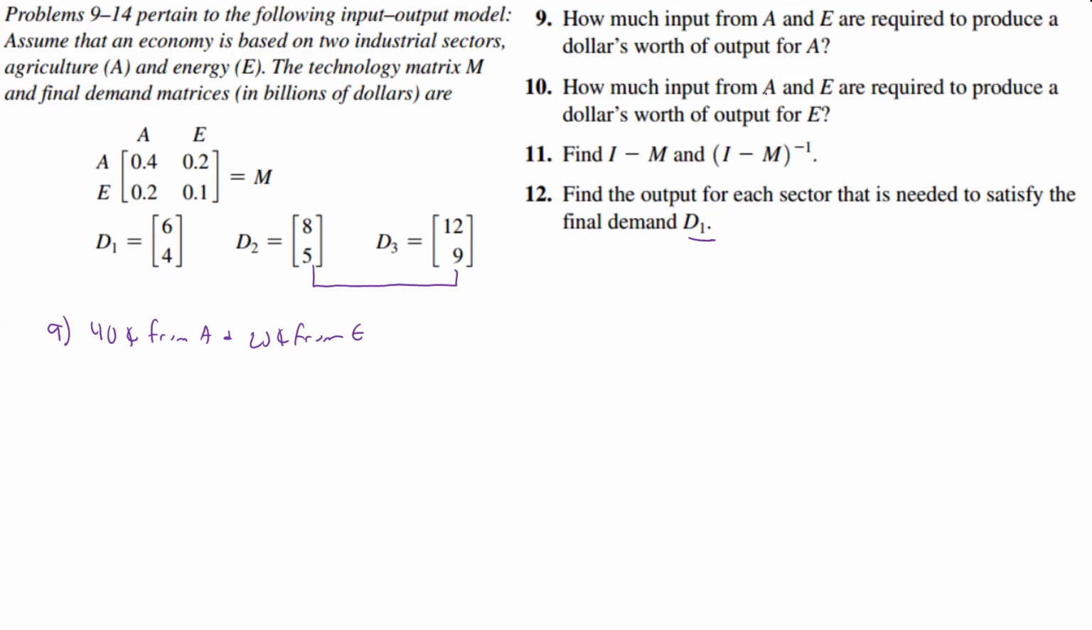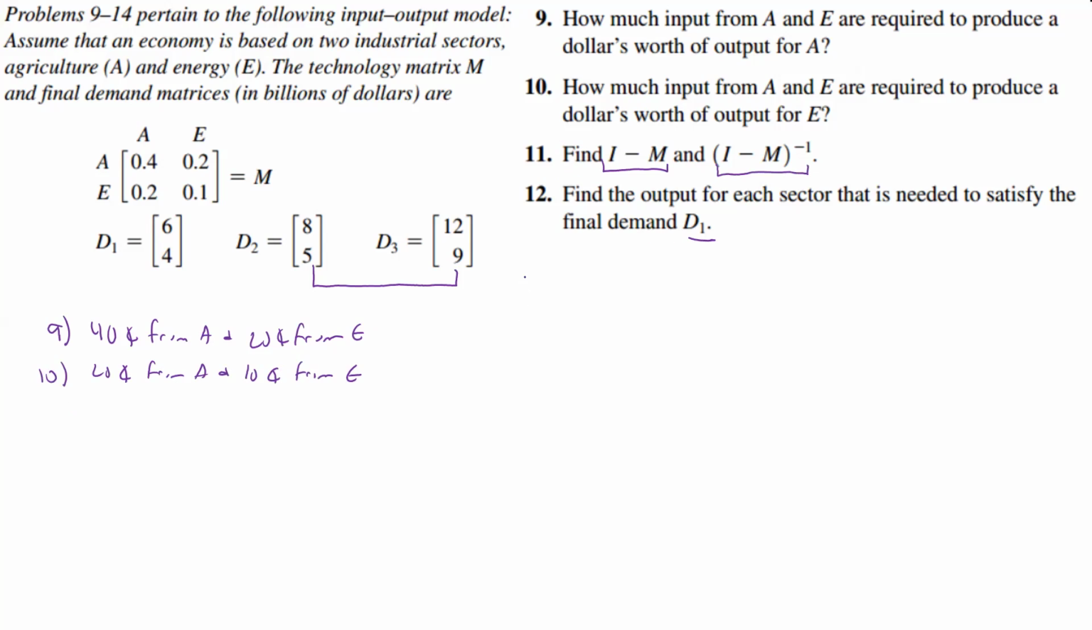Now, how much input from A and E are required to produce a dollar's worth of output for E? Well, to get output E, we have to go 0.2 for A and 0.1 for E. So it's going to be 20 cents from A and 10 cents from E. Okay. Now, next one. Find I minus M and I minus M inverse.